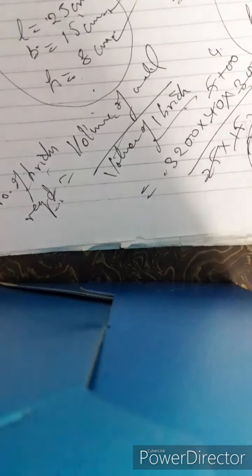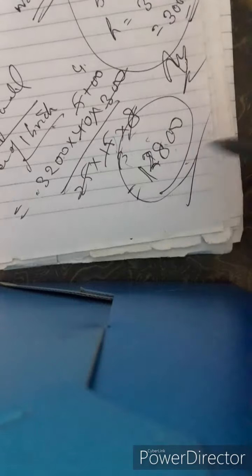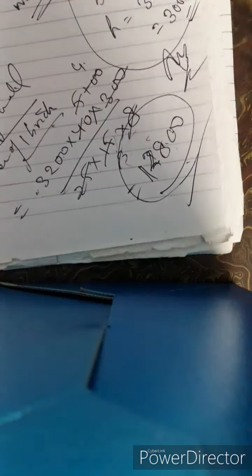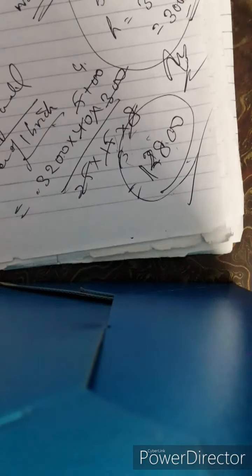That's the answer. So the number of bricks required equals the total volume of the wall divided by the volume of each brick. That is, after solving we get 12800. I hope you are clear with this problem. So we'll see the next problem now.